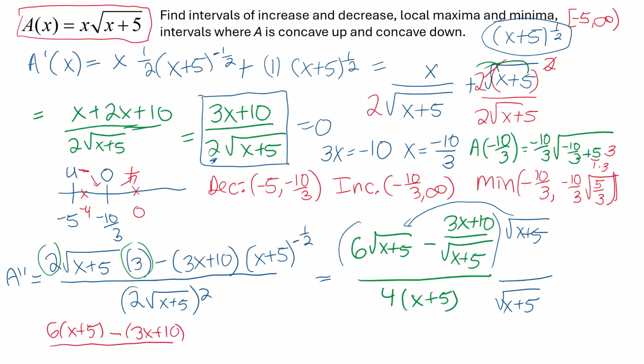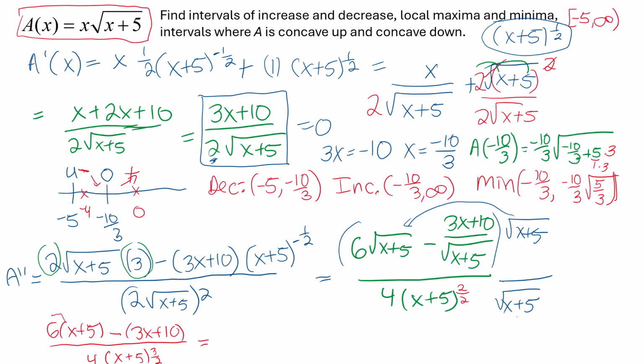And then down in the denominator, we've got an x plus 5, and think of that as to the 1, which is like 2 halves. And then this square root of x plus 5 is x plus 5 to the 1/2, so they'll combine to have 4 and then x plus 5 to the 3 halves. Okay, so one last step to simplify.